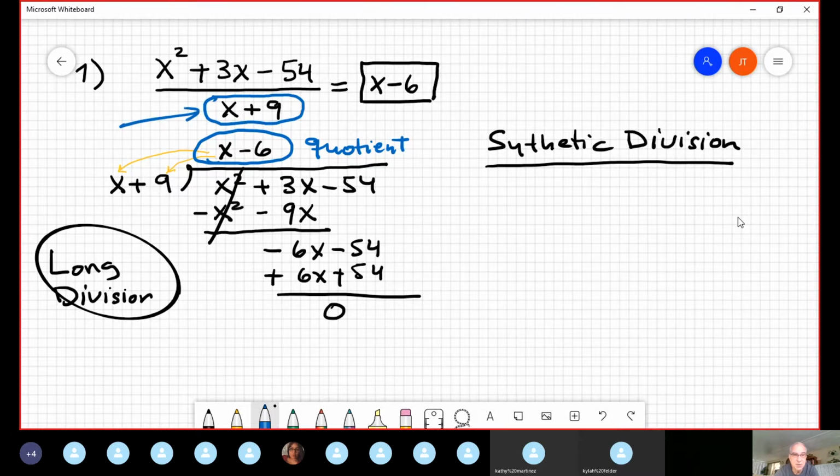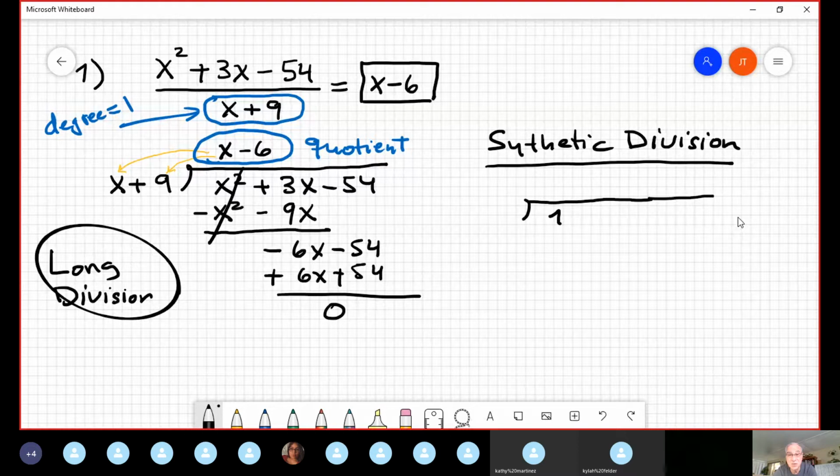It's linear, exponent 1. Degree 1. Entonces, we create a shortcut. It's called synthetic division. It's similar. You open the symbol again. You copy here inside the box the dividend, but you copy only the coefficients 1, 3, and -54. You omit the variable x squared, x, no.